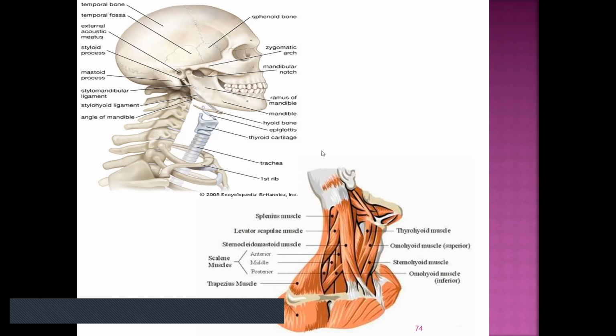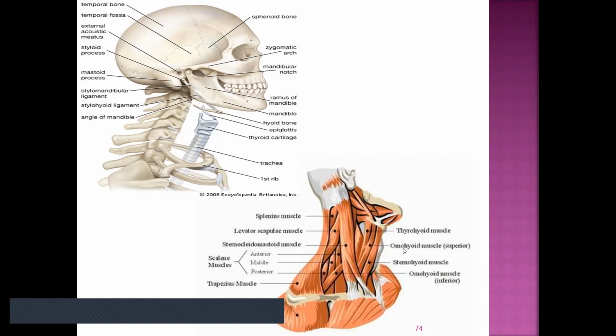Okay, in terms of muscle, we have our splenius muscle, our thyroid muscle, hyoid muscle. I'm sorry for that one. Levator scapulae, our sternocleidomastoid muscle, is located in this area of your neck. And then your scalene muscles. Okay, we have the anterior, the middle, and the posterior, and the trapezius muscles also. And then the deltoid muscle, this one. And then going back to the front.